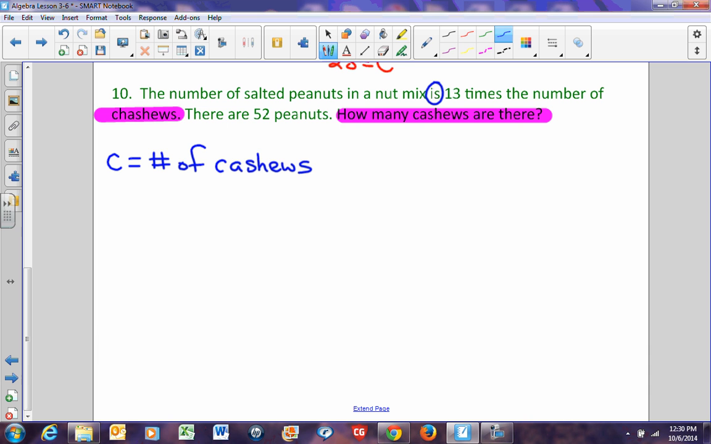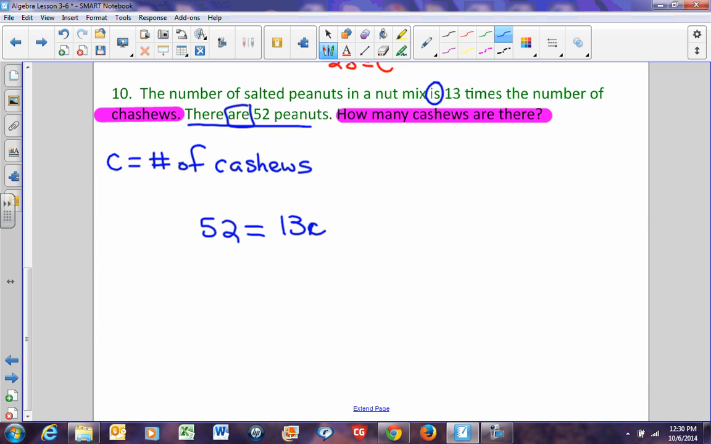The number of salted peanuts in a nut mix is 13 times the number of cashews. And it says there are, and are is another form of the verb is. So there are 52 peanuts. So 52 peanuts, the number of salted peanuts in a nut mix, is 13 times the number of cashews. That's my variable C. So 52 equals 13C.